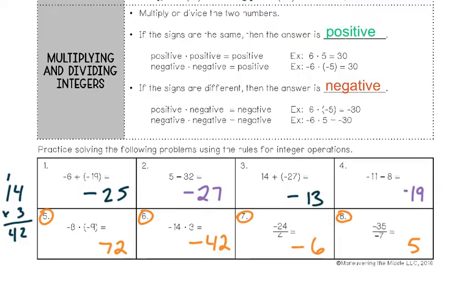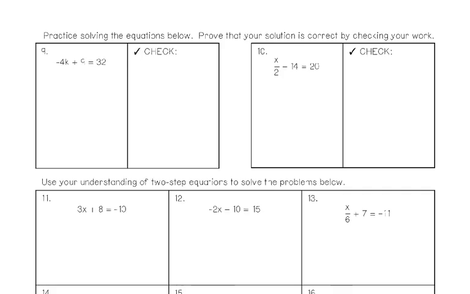Using these rules for positive and negative integers is going to be really useful when we start solving these two-step equations. So here's our first example of that now. We're going to practice solving these equations below. I'm going to go ahead and do number 9 for you, so watch and pay attention. I see an equation with the variable k. I know that my goal with an equation is to try to figure out what that missing number is.